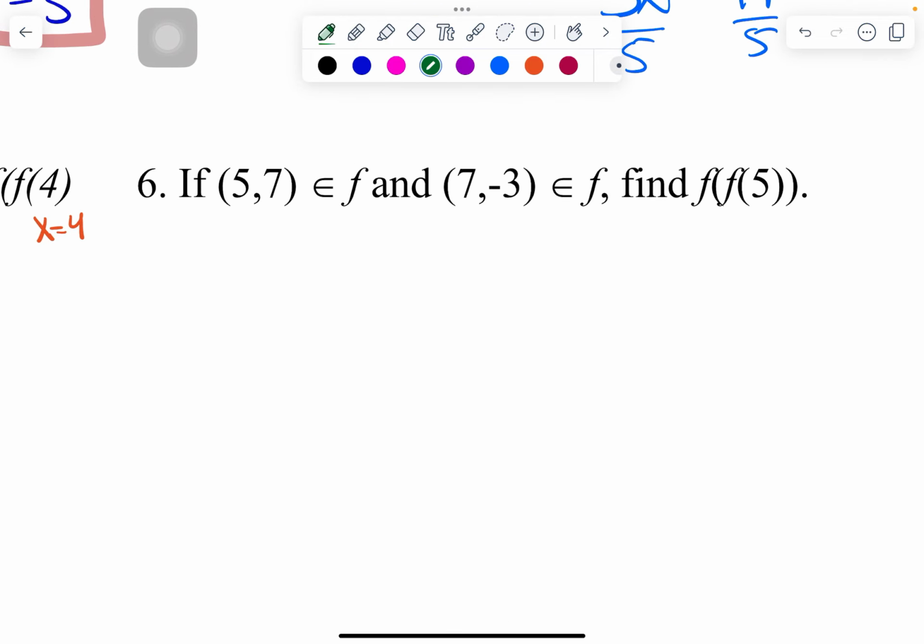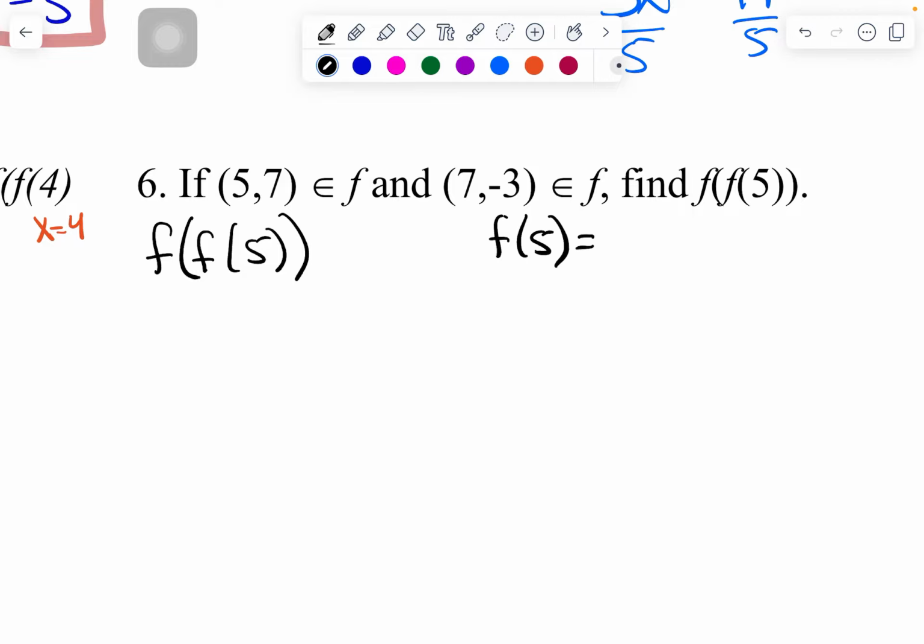All right, last question in this set is problem number 6. Same thing as problem number 5. So we're going to start with, let me do a little note here. We've got f of f of 5. So I want to start with f of 5. So this is telling me x is equal to 5, and I want to know when x is equal to 5, what does my function equal? Well, find your x value of 5, it's right here, and the function is equal to 7.